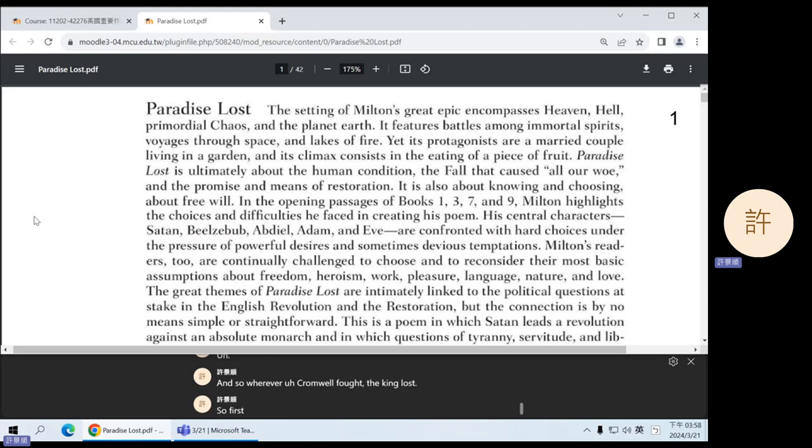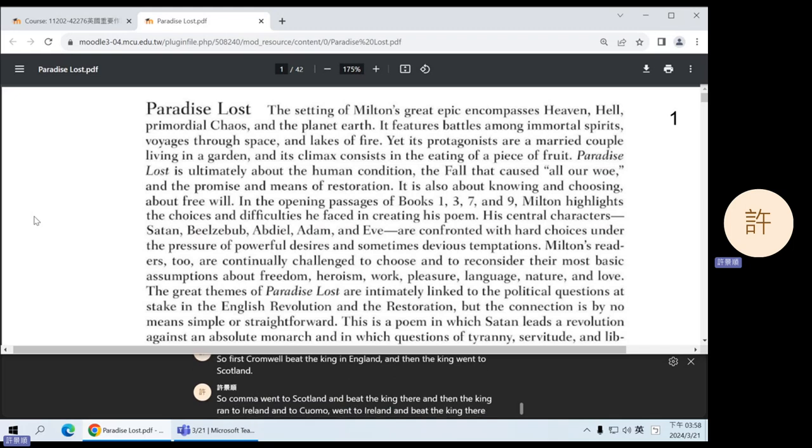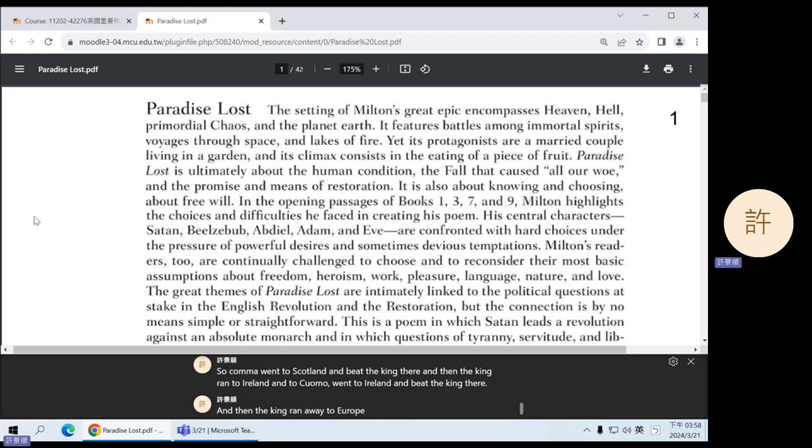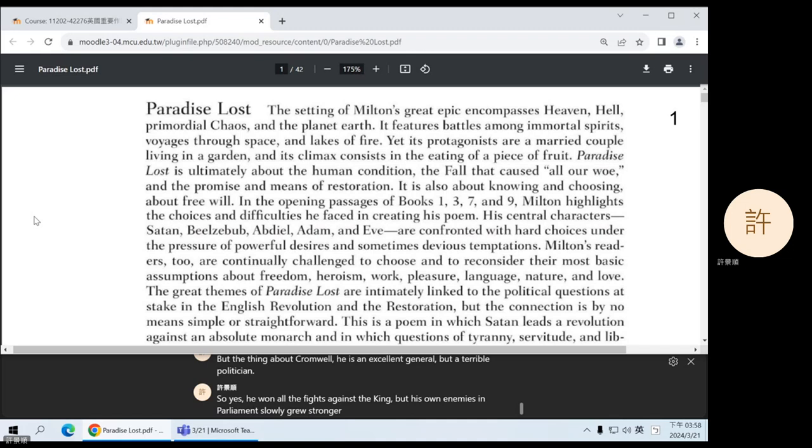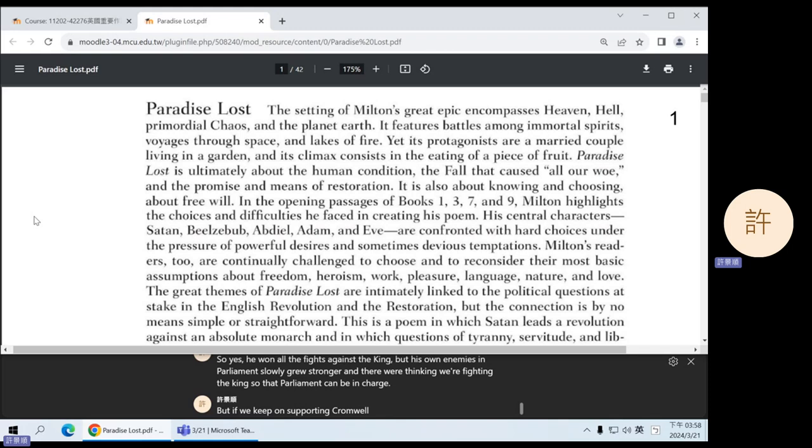First Cromwell beat the king in England, and then the king went to Scotland. So Cromwell went to Scotland and beat the king there, and then the king ran to Ireland. And so Cromwell went to Ireland and beat the king there, and then the king ran away to Europe. Now, Cromwell was going to follow him to Europe, but the thing about Cromwell, he is an excellent general, but a terrible politician. So yes, he won all the fights against the king, but his own enemies in Parliament slowly grew stronger. And they were thinking, we're fighting the king so that Parliament can be in charge. But if we keep on supporting Cromwell, wouldn't he just become the new king? And so in fact, the more that Cromwell won, the more enemies he had at home.